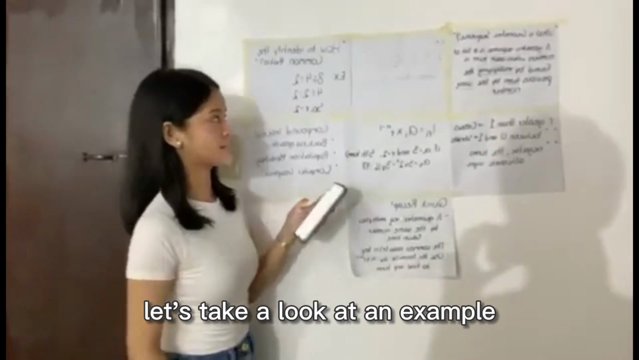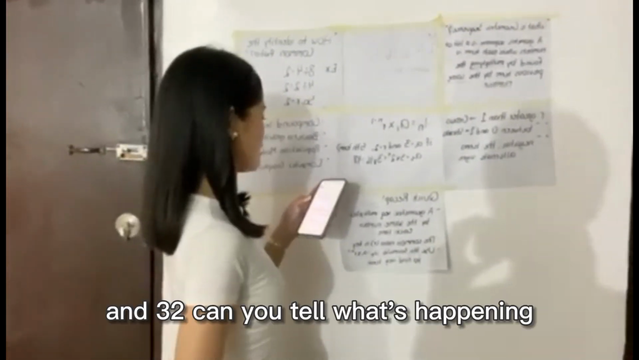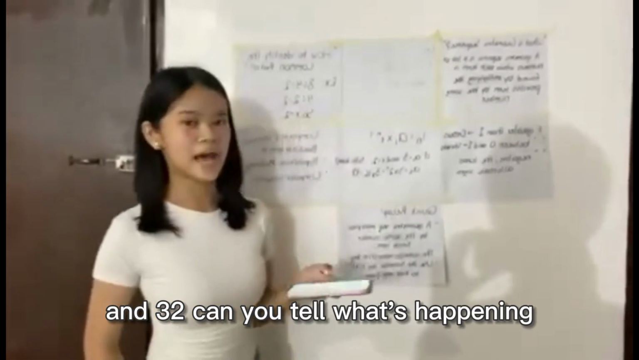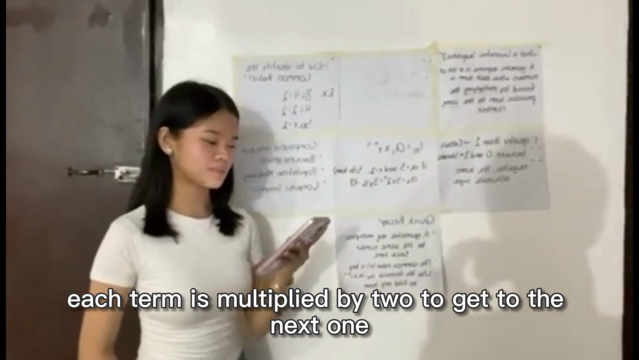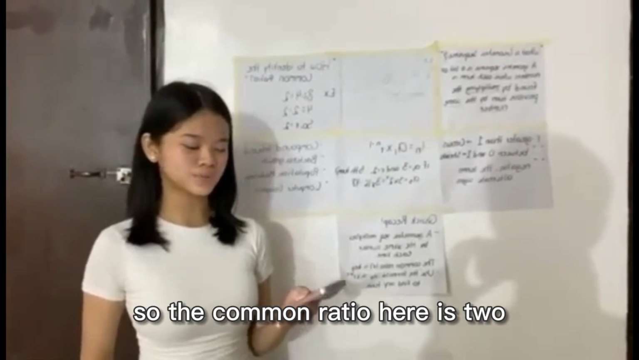Let's take a look at an example: 2, 4, 8, 16, and 32. Can you tell what's happening? Each term is multiplied by 2 to get to the next one. So the common ratio here is 2.